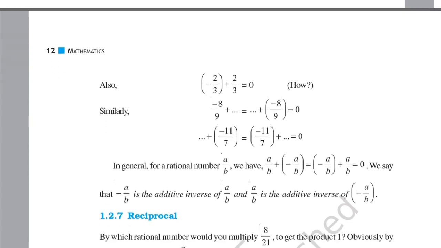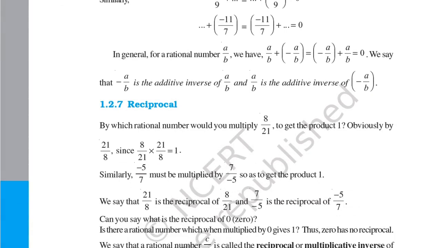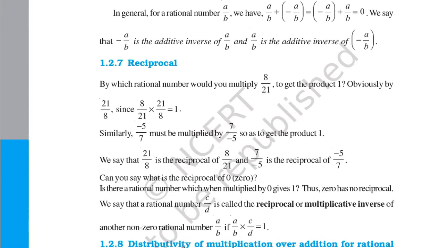Now 1.2.7, reciprocal. By which rational number would you multiply to get the product 1? You simply reciprocate it and multiply it, and you will get 1 obviously. For 21 by 8, the reciprocal is 8 by 21. Hence 8 by 21 into 21 by 8 is equal to 1. Similarly, minus 5 by 7 is multiplied by 7 by minus 5. The product will be 1.